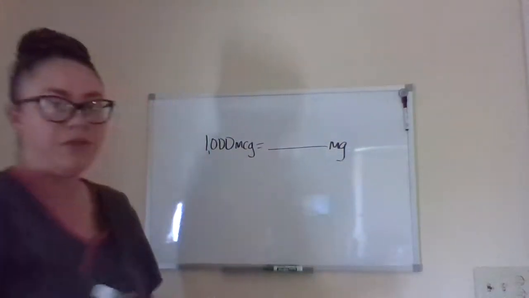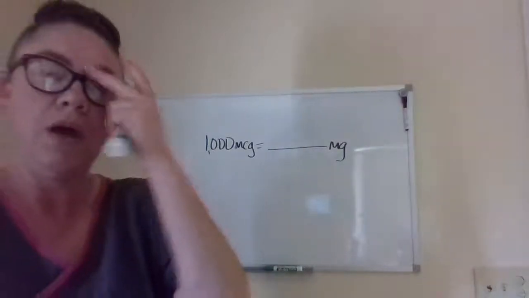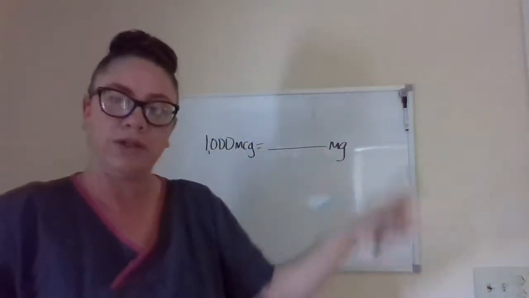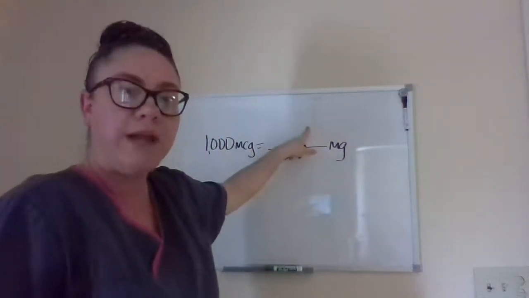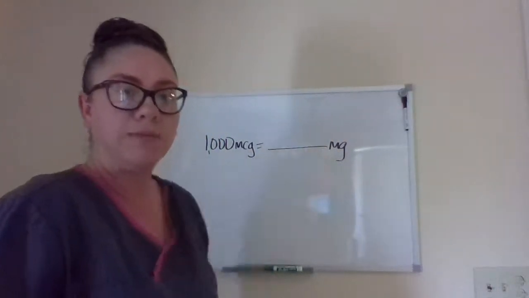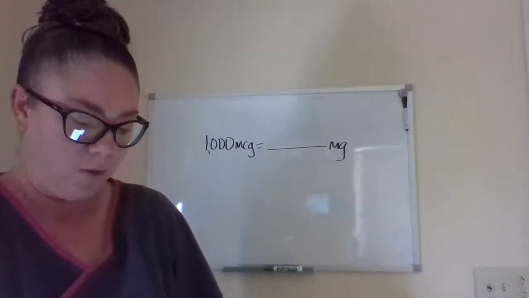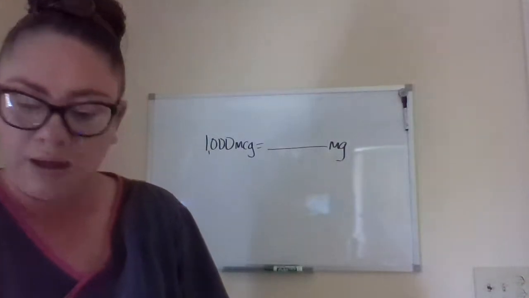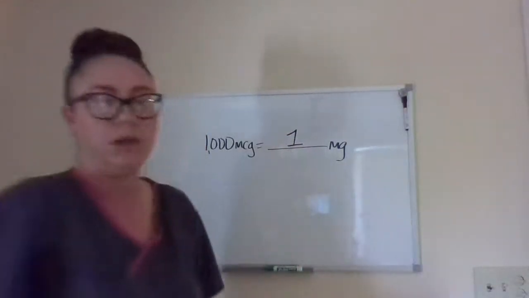So now we have 1,000 micrograms, and we're going towards milligrams. On the back side of what we just did, we had our micrograms here, and we're moving from right to left to our milligrams. So we're going to divide 1,000 by 1,000, and 1,000 micrograms is equivalent to 1 milligram.